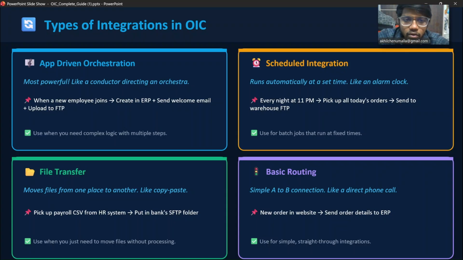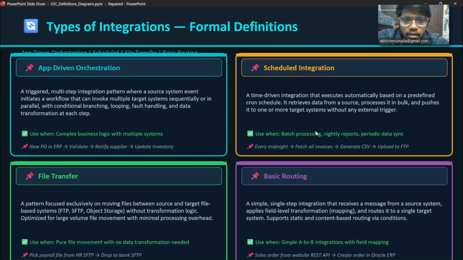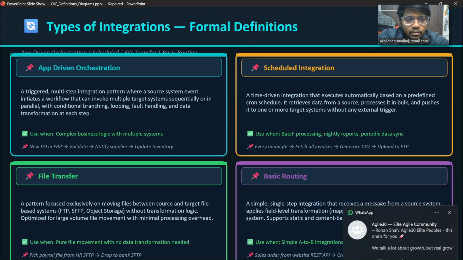But scheduled is not like that. A scheduled integration is a time-driven integration that executes automatically based on a predefined schedule. It retrieves data from a source, processes it in bulk, and pushes it into one or more target systems without any external trigger. So in app-driven, we need a manual action to start it, but a scheduled integration runs at a particular time, so it doesn't need any manual interaction.